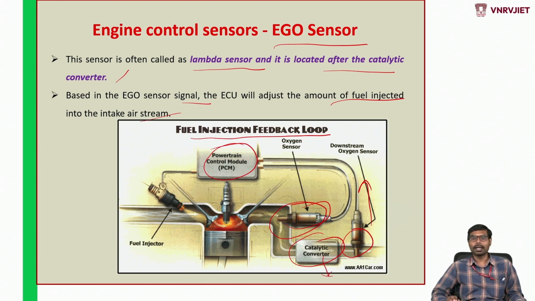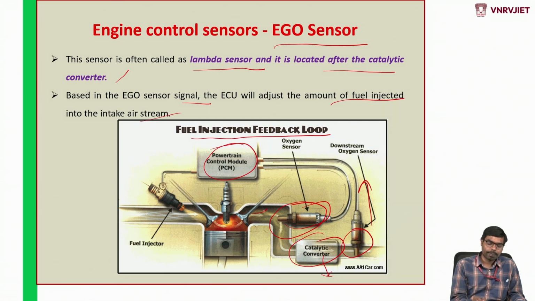If a rich mixture is supplied, we are already supplying less air than required, so there is no oxygen left in the exhaust. When there is no oxygen left in the exhaust, the corresponding voltage is generated and supplied to the powertrain control module. Similarly, if you supply more oxygen than required for complete combustion, it is called a lean mixture. Even though combustion happens, some oxygen is present inside the exhaust, so it will be sensed by the oxygen sensor, and the information is passed to the exhaust gas oxygen sensor.